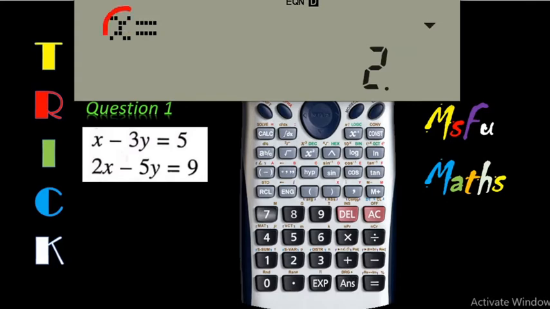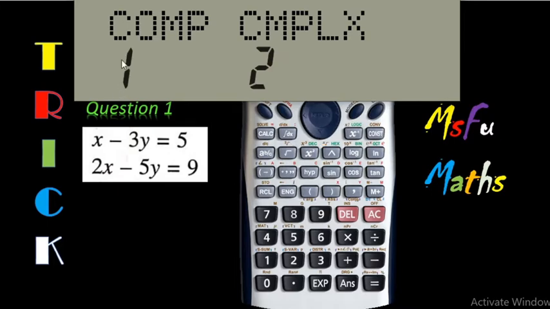The solution of your x here is 2. Okay, therefore x equals 2. And for your y, you press the equal sign again, you will get -1. Then you write here y equals -1. Again I repeat, to go out from this function, you press mode and then you just press 1 here. Later I will teach you how to reset your calculator.